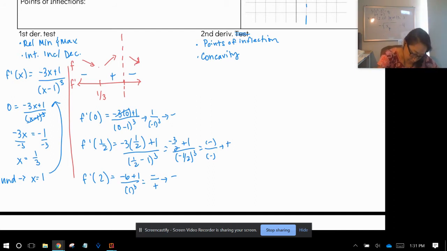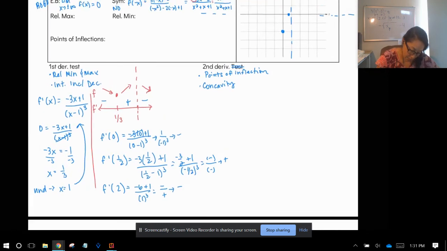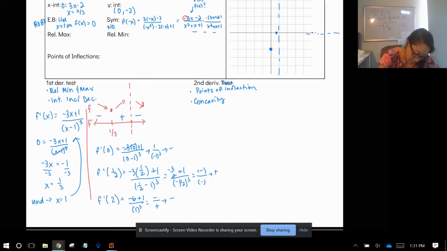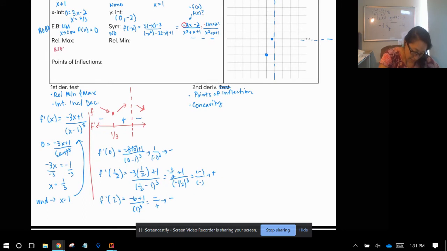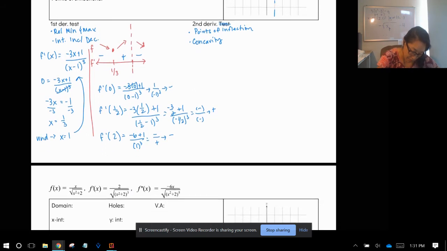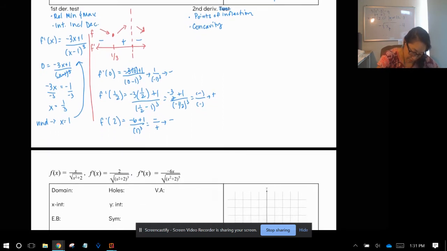And I have a relative min at 1/3. I have no relative max and a relative min at 1/3, and we can figure that out. So f of 1/3 is, and we're going to plug it into the original function.